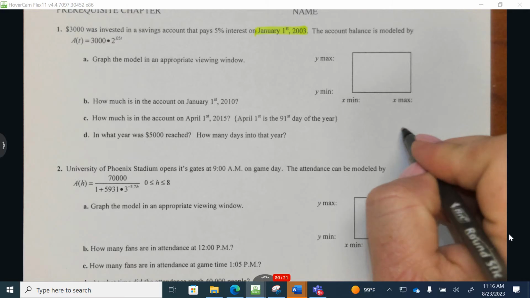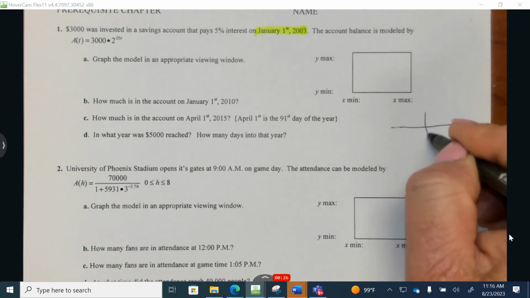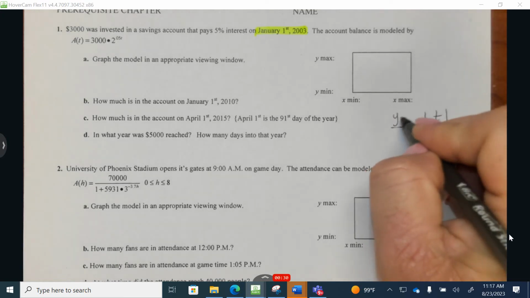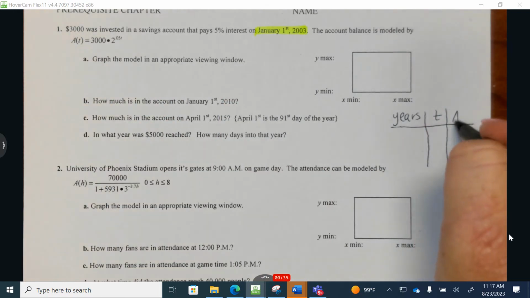I'm going to come off to the side. It can be very small, but I'm going to come off to the side and make 3 columns. The middle column will be the smallest. The left will be years, and then this is going to describe money. It is A of T. That's off to the right-hand side.